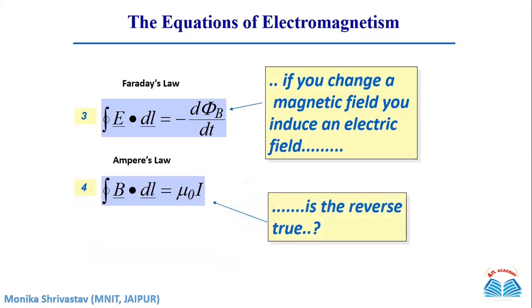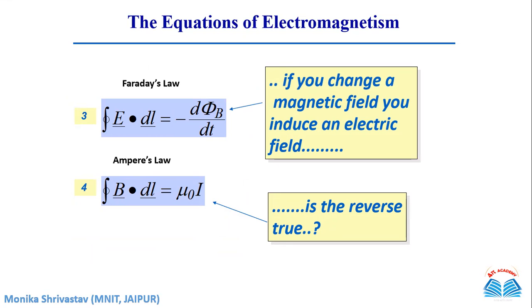And next, what we will use to form the equations of electromagnetism is Faraday's law, the third one. So the closed integral of E dot dl equals minus d phi B over dt. Obviously, you know what d phi B over dt means: if you change a magnetic field, you induce an electric field. And what will be that amplitude? That will be the mod of E.